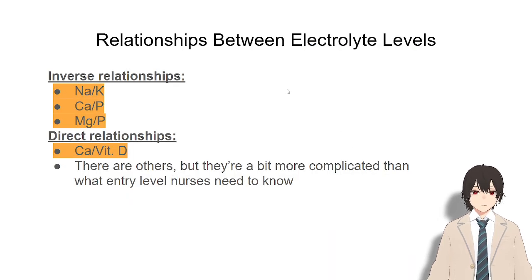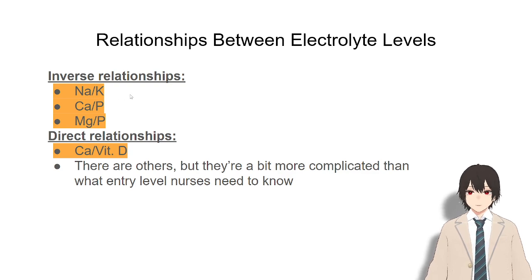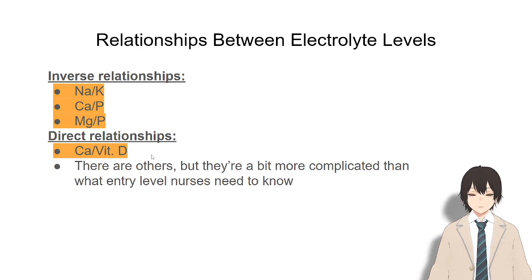All right. Our last slide here is that there's going to be some relationships between electrolyte levels. There's some trends going on. And sodium and potassium have an inverse trend. So if sodium goes up, potassium goes down, and vice versa. Calcium and phosphorus, we went over this already, but it's also an inverse relationship. And same with magnesium and phosphorus. The only big direct relationship that I've seen is calcium and vitamin D, okay? Because they help each other absorb.